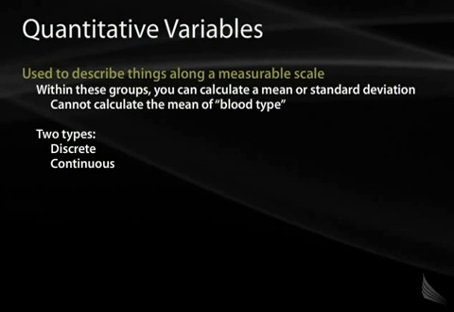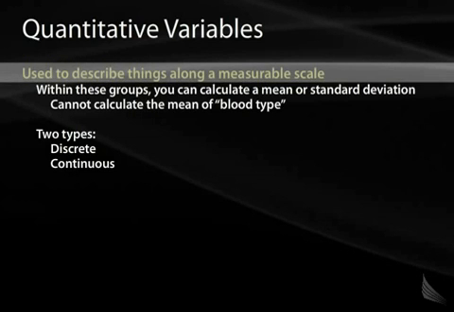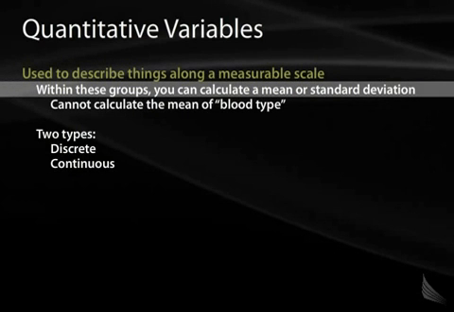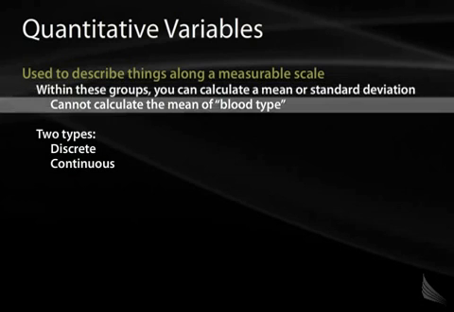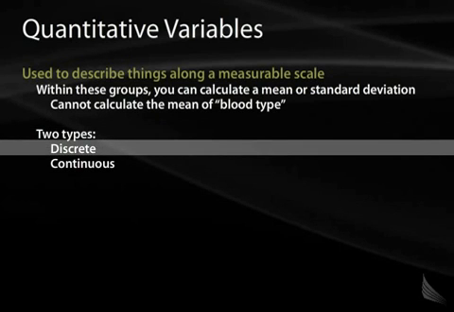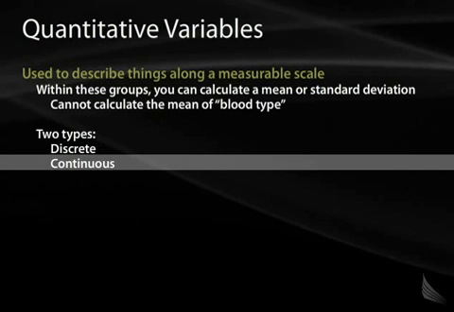In contrast to the qualitative variables previously described, we also have quantitative variables. These variables can be used to describe things along a measurable scale. So within these groups, you can calculate some sort of descriptive statistics such as a mean or a standard deviation. If you think back about some of the categorical variables before, you cannot calculate the mean of blood type, for example. Within the general class of quantitative variables, we have two different types. We have discrete variables and continuous variables, and those will be described in the subsequent slides.